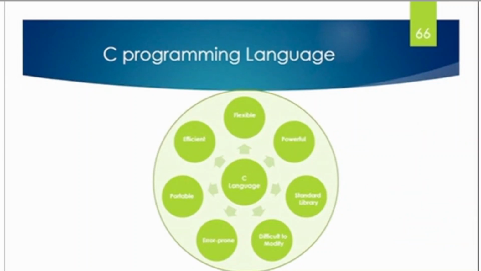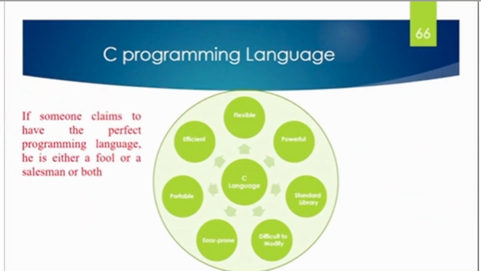It justifies the statement that if someone claims to have the perfect programming language, he is either a fool or a salesman or both. It was quoted by the famous computer scientist Bjarne Stroustrup, who is actually the inventor of the C++ language. So, dear learner, we have almost finished our discussion for this module.